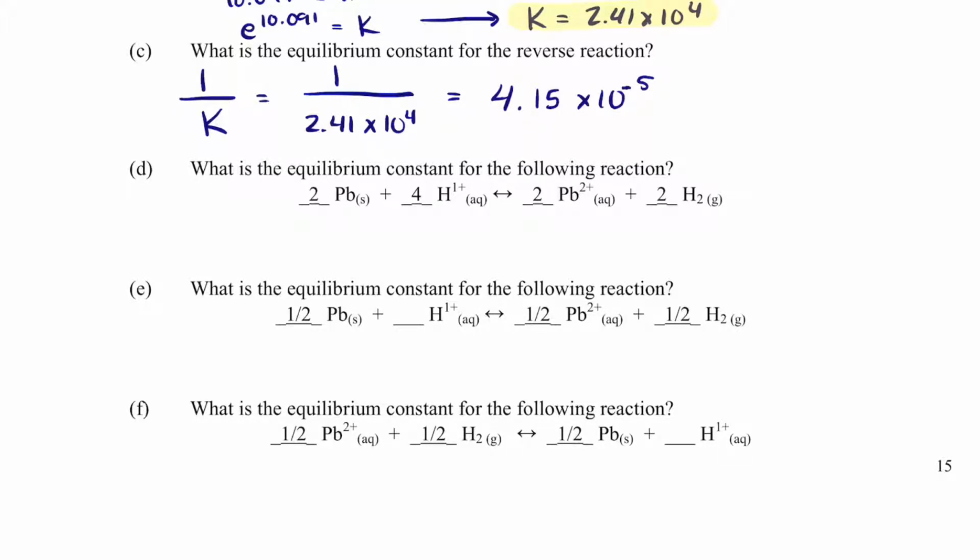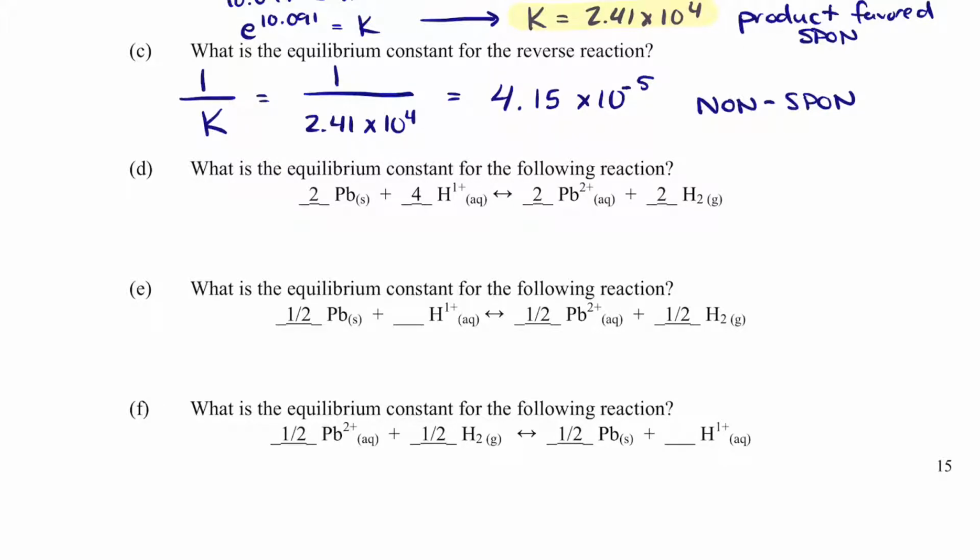And that should make sense, because if I'm product favored in one direction, and that would be spontaneous, I am going to be non-spontaneous in the reverse direction.